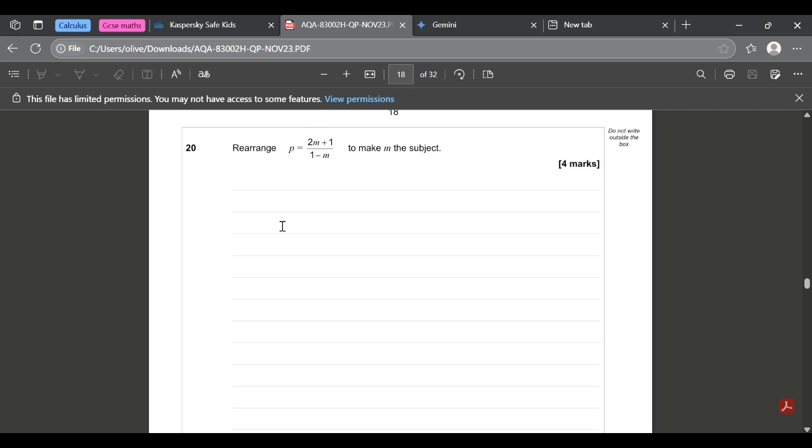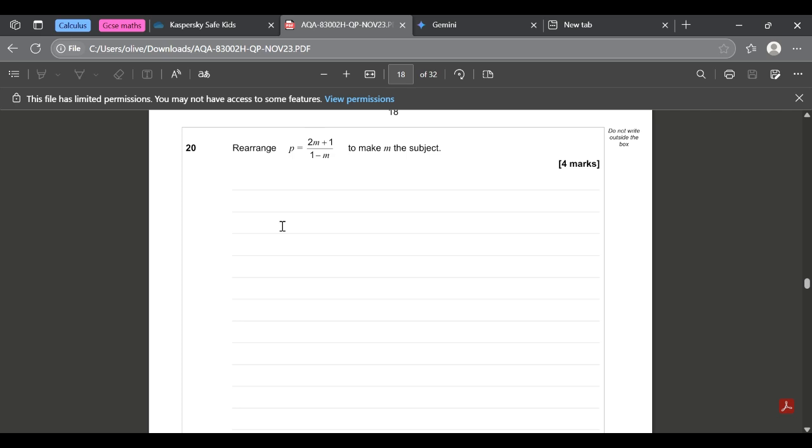Obviously, I'm going to have a piece of paper since I can't write over this. Okay, so we first would rearrange it so it's p times (1 minus m) equals 2m plus 1. Sorry, the first time was p times (1 minus m) equals 2m plus 1. Now the second thing we do is p minus mp equals 2m plus 1.